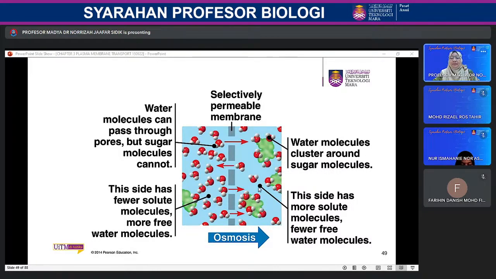Okay, and this side has more solute molecules, fewer free water molecules, right? Whereas this side has fewer solutes, more free water molecules.